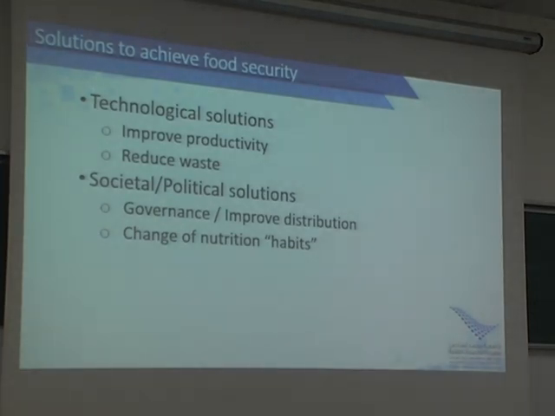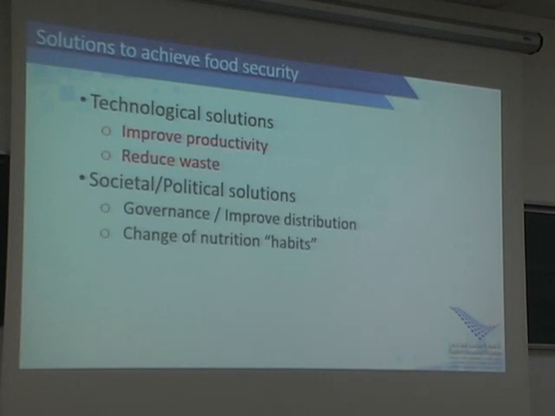There are solutions, of course, and man has endured challenges in the past and overcome them. And I divide those solutions into technological and societal or political solutions. And of course, my talk will focus on the technological ones, in particular with regard to improving productivity. Reducing waste is another way to improve crop productivity and have enough food for the future. Societal political solutions, of course, deal with governance and improved distribution of food and change in nutrition habits. As you know, in some countries, for example North America, about a third of the population is overweight. And distributing some of that food will address some of the issues.